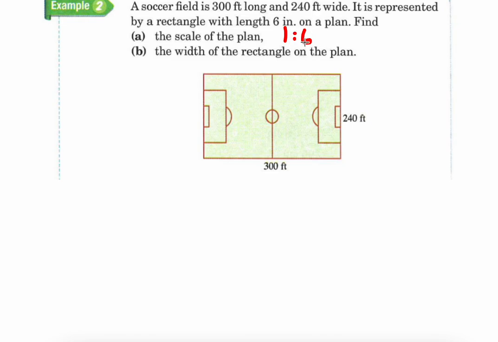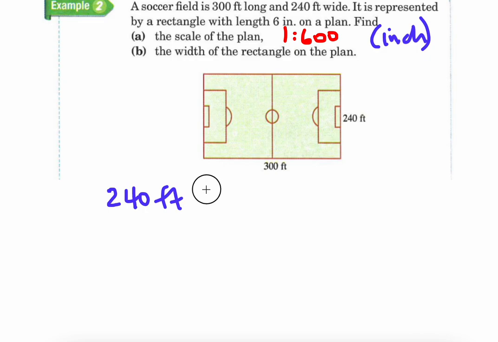Now I'm going to use that in my next answer because now that I know my scale, I can do some stuff with it. Okay, so we know that the actual width is 240 feet. We need to figure out what the width would be on the plan, on the piece of paper. Okay, so my scale is 1 to 600. That's in inches. Right now I have it in feet. So I first need to change this 240 feet into inches. Okay, remember, it's 12 inches in a foot.